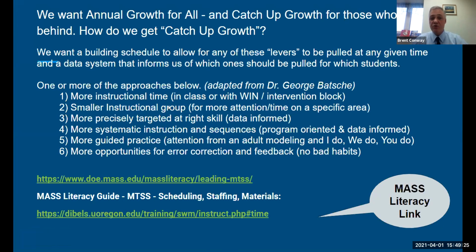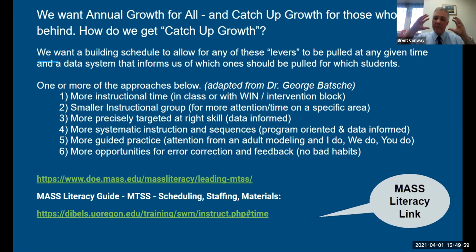We can give them more instructional time in class, either with a WIN or intervention block, a smaller instructional group. We can give them more precise and targeted skills. So that's data informed. We need the right assessment tools to tell us what it is they need to work on. They need more systematic instruction and sequences. So we have to make sure we have the right tools in place. More guided practice, more attention from adults, that I do, we do, you do model. And then more opportunities for error correction and feedback to avoid those bad habits, right? And those are the levers.